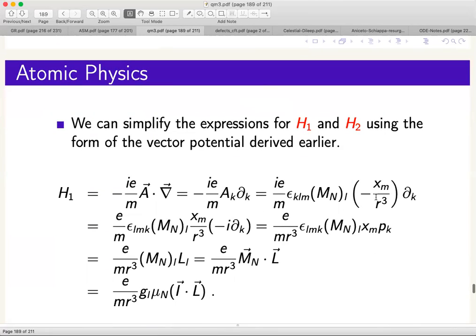So you can manipulate this expression and write down del K in terms of the momentum operator Pk, and then you find that this expression is Xm times Pk with an epsilon LMK sitting around here. Okay, and that tells you that this quantity is the orbital angular momentum piece, and the orbital angular momentum piece would carry index L, and Mn also carries index L. So this quantity is actually a dot product of the magnetic moment of the nucleus with the orbital angular momentum of the electron. But we know that the magnetic moment of the nucleus can be written in terms of the nuclear angular momentum I times mu times GL. So therefore, this entire expression becomes E upon mR cube times the Landé G factor times mu n times I dot L. Okay. So this is a kind of expression for H1.